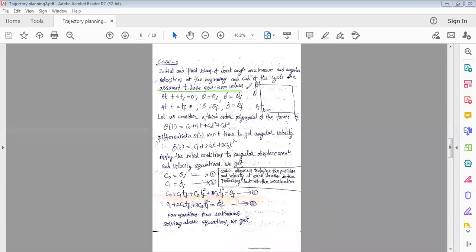Okay. So if you observe the difference between case 1 and case 2, in case 2 the angular velocities are not equal to 0, but have some values at the initial and final points. In case 1, those angular velocities are zeros. So in this case too, how many variables are there in total?